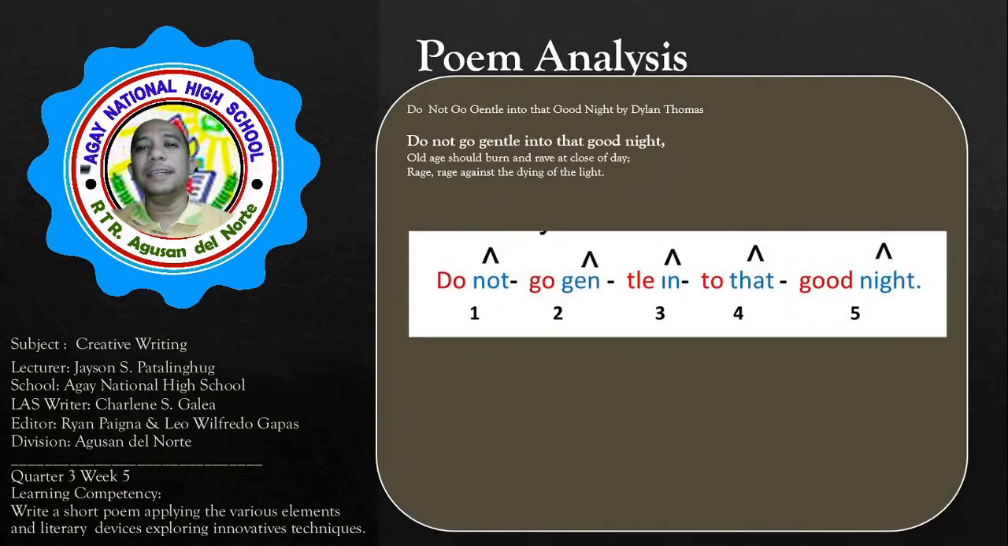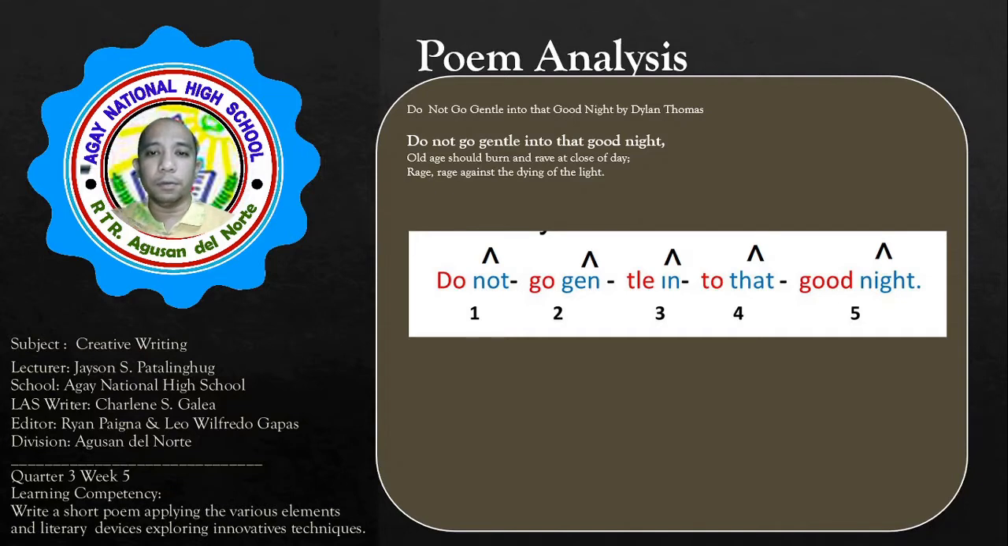The first line says, do not go gentle into that good night. Okay, first we syllabicate it, separate it by syllable. Do not, then go, then gentle, that's two, so we have to separate gentle. Into, that's another two syllables. So we have to separate them. That good night. The next thing we do is we have to identify the stress.